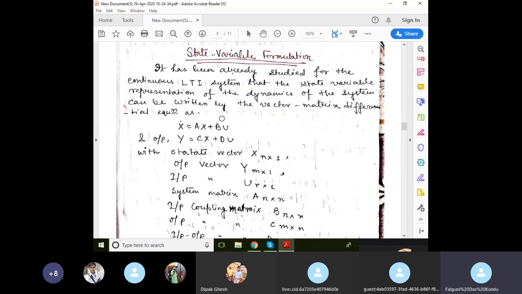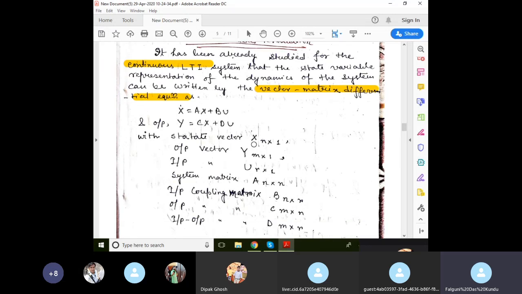We have already studied in case of continuous LTI system the state variable representation of the dynamics of the system can be written in the form of vector matrix differential equation. That means there must be a derivative part, that is x dot of t is nothing but Ax plus Bu, and the output y is nothing but Cx plus Du, where the state x is nothing but the state vector which is of order n cross 1.